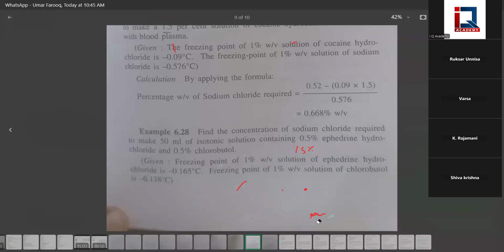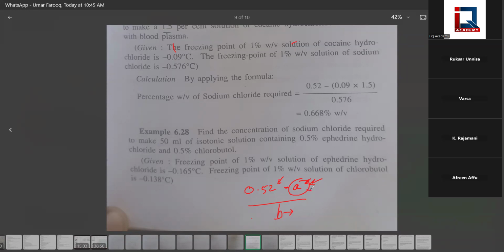In general, this is a very easy calculation. Remembering the very simple formula 0.52 minus A by B is not going to help you; practicing this is going to help you. What is 0.52? This is the freezing point of plasma. What is A? This is the freezing point of the solution to be adjusted, the freezing point of the formulation which you prepared. It may be an eye drop, ear drop, nasal drop, any parenteral, any solution you prepared. B is the freezing point of the solution which you are adding to adjust the isotonicity.